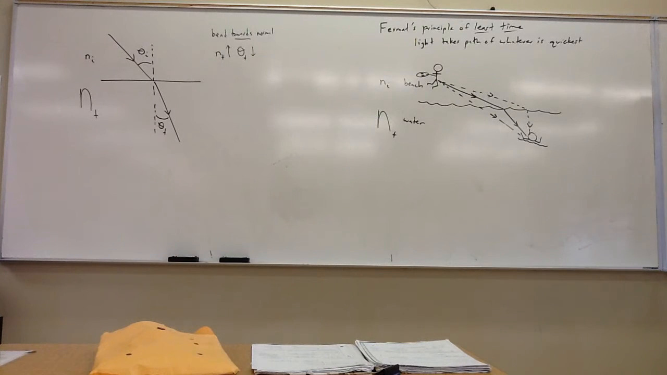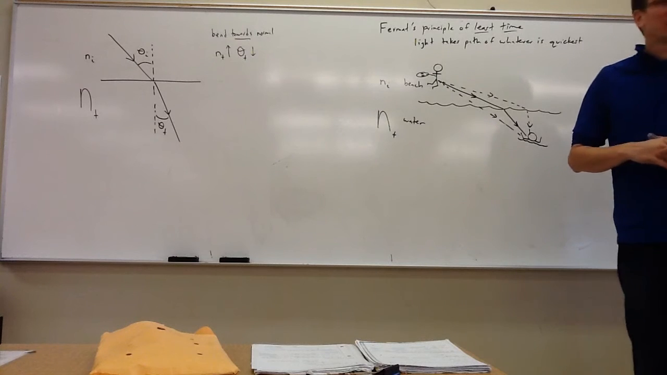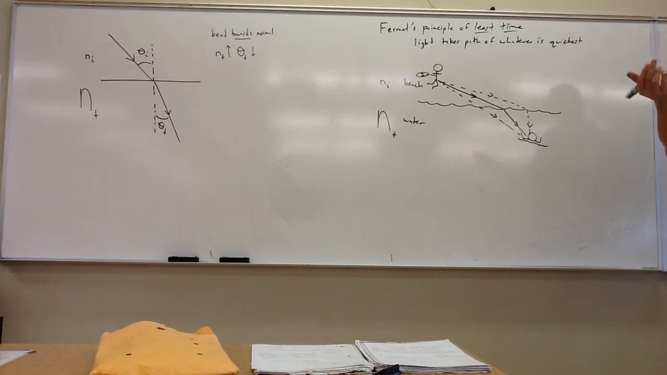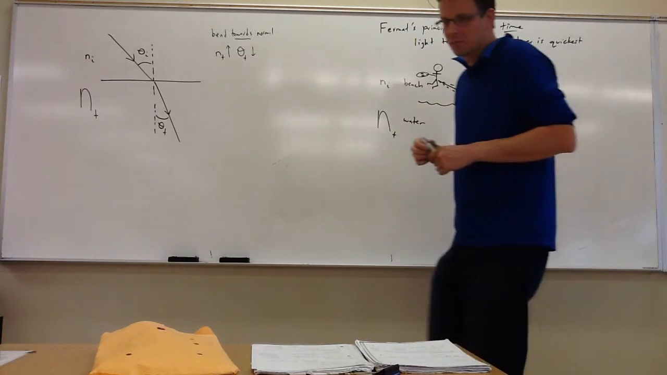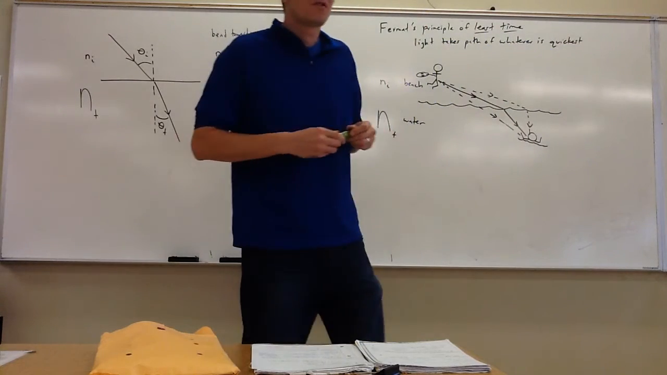So if your n_t is larger, your theta t will be smaller relative to the normal. You bend toward the normal. So that's what we'll see, and I do have a demo for you so that I can show you this in action. When light passes into a material that it moves slower in, it will generally bend toward the normal. Okay? So if n_t is larger than n_i where you're coming from, then the angle will be smaller. Are there any questions so far?